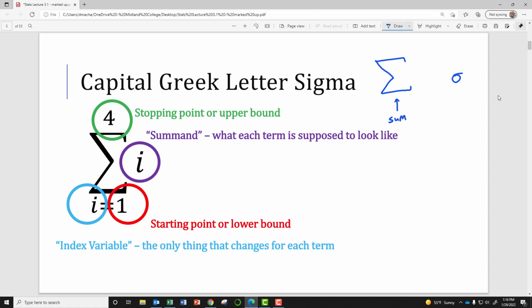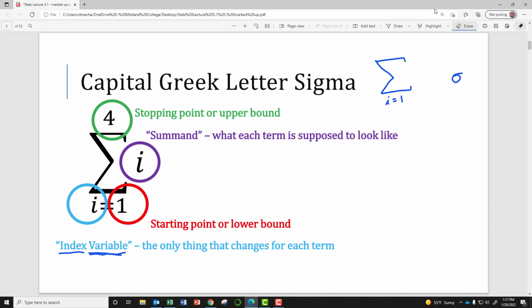Okay, we're talking about a sum of a bunch of different terms here. And so I've color-coded everything with these circles. But if I write below the Greek letter, if I write below it i is equal to 1, that means I'm defining, first of all, what I'm calling my index variable. I'm going to name my index variable i in this case.